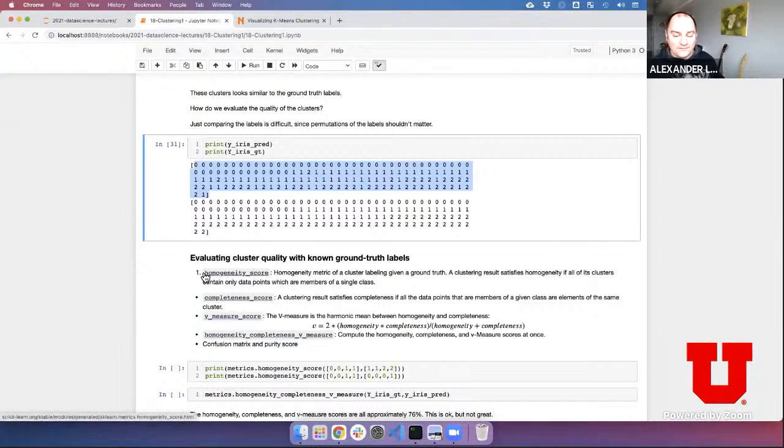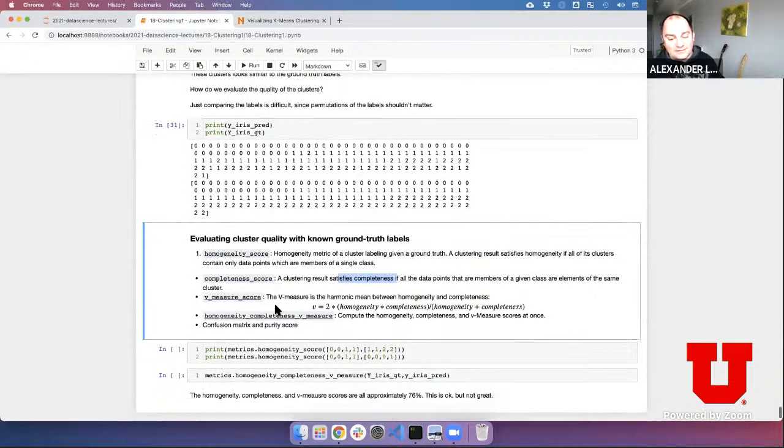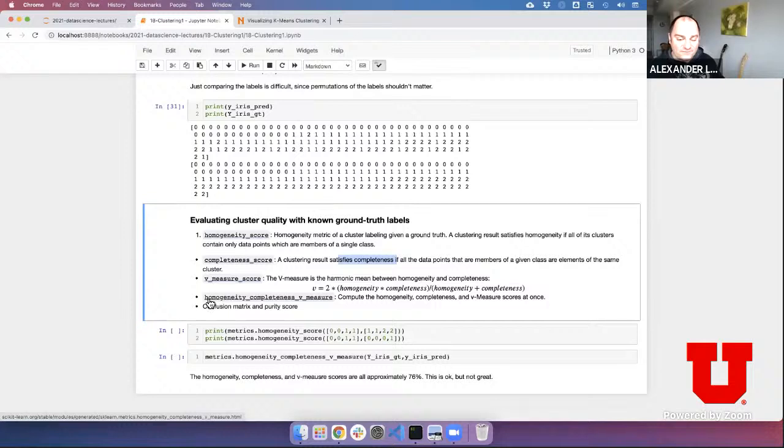So here, you have the homogeneity score, which is a homogeneity metric of a cluster labeling given a ground truth. A clustering result satisfies homogeneity if all of its clusters contain only data points which are members of a single class. Then the completeness score: a clustering result satisfies completeness if all the data points that are members of a given class are elements of the same cluster. And then the V measure score is the harmonic mean between the 2 of them. And then I have this function in scikit-learn that simply plots all 3 of them.